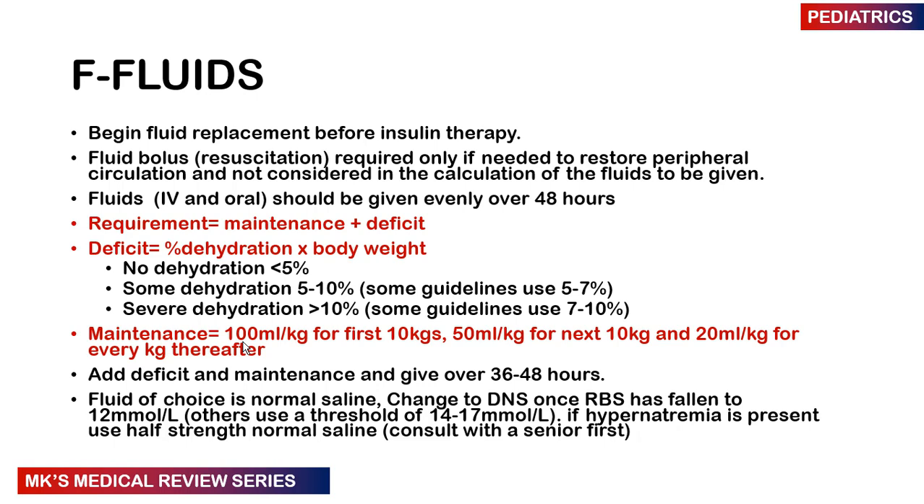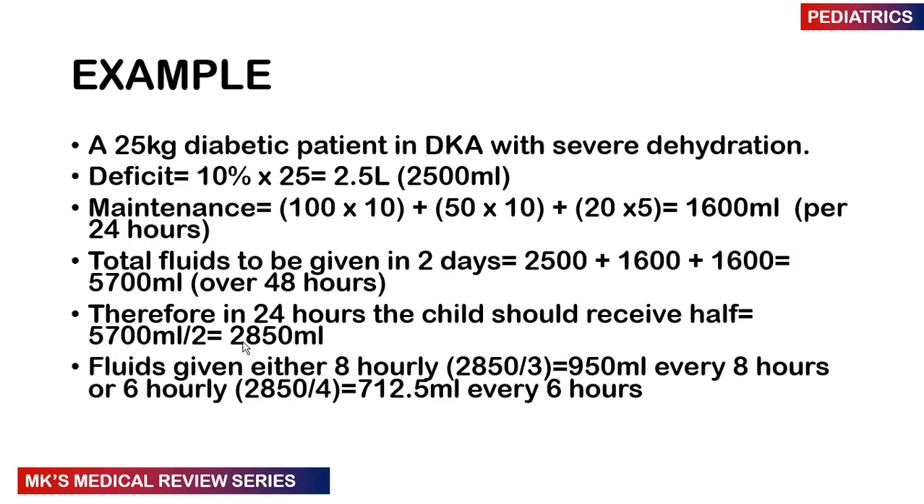Now, remember that your fluid of choice is normal saline. You can actually use Ringer's lactate if you don't have normal saline, but normal saline is advised. Then, of course, you should change to DNS once your RBS has fallen to 12 millimoles. Others use a threshold of 14 to 17 millimoles. Then if they have hypernatremia, then you can use half-strength normal saline, but please make sure that you consult with your senior first. Here's a practical example.